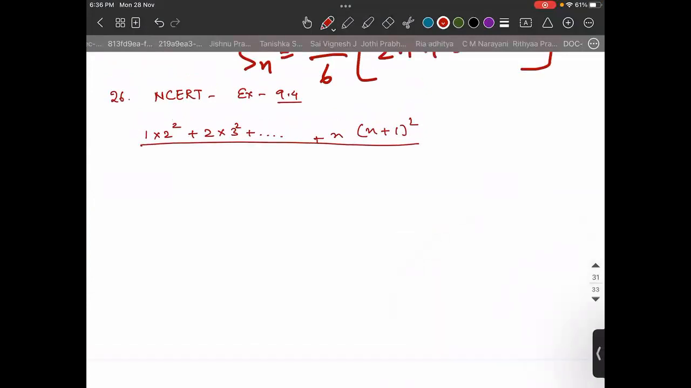Okay, so we are solving this problem from NCERT, I think miscellaneous exercise 9.4. The question is 1 square into 2 plus 2 square into 3 plus up to n terms, n square into n plus 1, divided by the other series. You have to show that this is equal to 3n plus 5 upon 3n plus 1. Show that the ratio of these two series is equal to this. Try it.